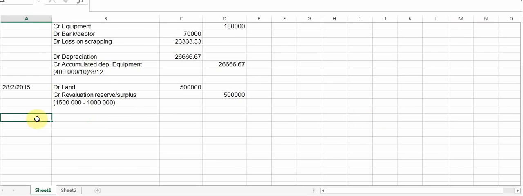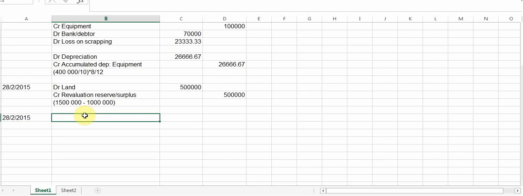Then the next note that I see there is note number 3, and this is also on 28 February 2015, and here we dispose of all our buildings. So we sell them for 2.8 million. So now it's important again to follow certain steps, and the first step in a disposal or a scrapping is to measure depreciation. So I'm going to debit depreciation. I'm going to credit the accumulated depreciation on my buildings.